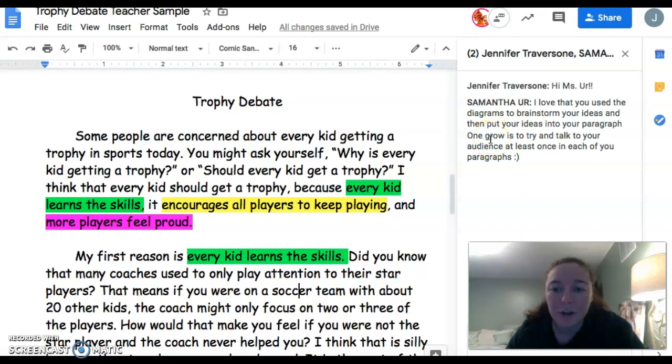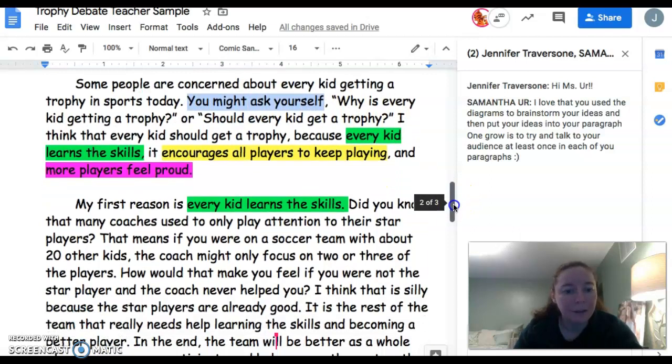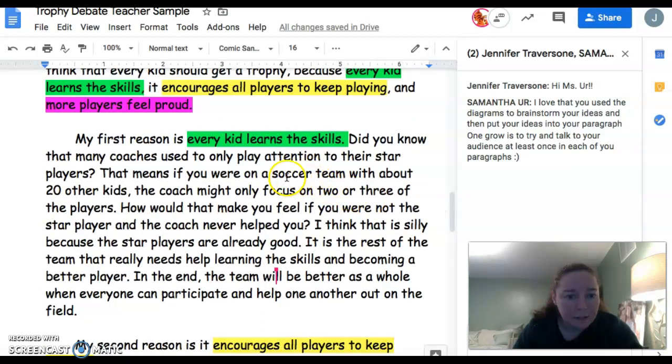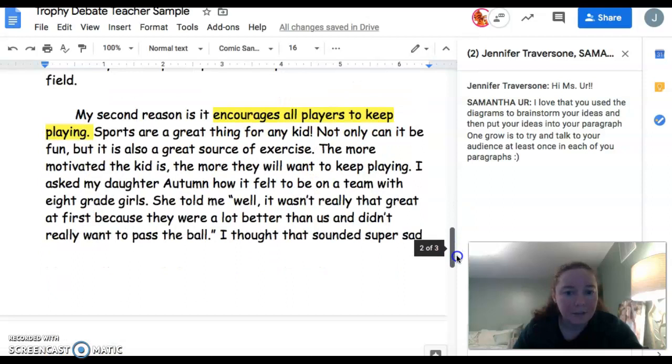One grow is to try and talk to your audience at least once in each of your paragraphs. I thought I did that, but let's check. So you might ask yourself, there's my introduction paragraph. That means if you were on a soccer team, how would that make you feel? Talk to them there. My second reason, more exercise, more motivated, what Autumn thinks.